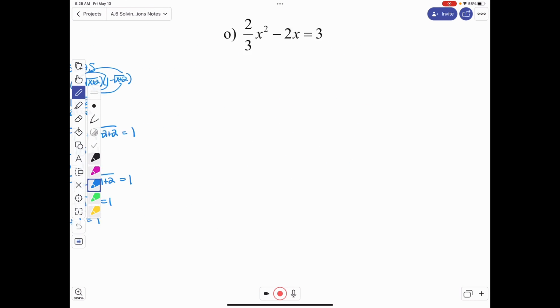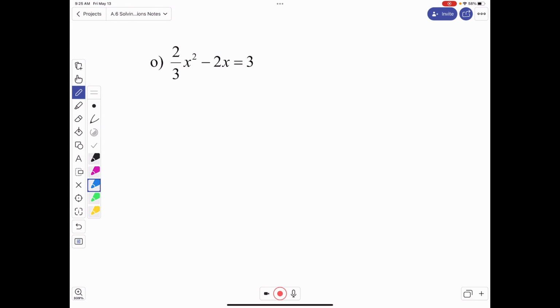Okay, last one. All right, so I see that I have a fraction, and I see that I've got two different powers. So I need to get everything on one side, and I want to get rid of my fraction. So you can do one or the other first. Let's go ahead and get rid of our fractions. My only denominator here is a 3. I'm going to multiply everything by 3.